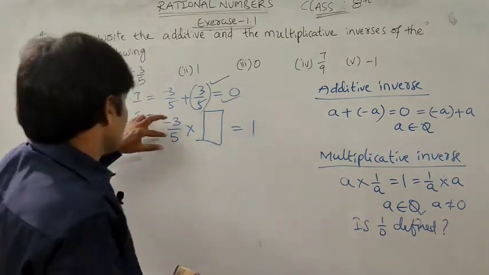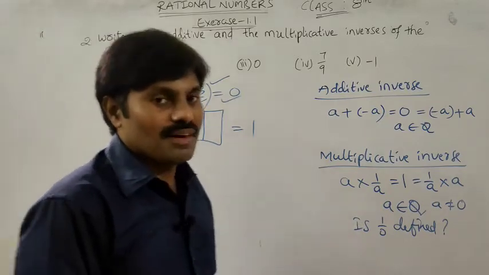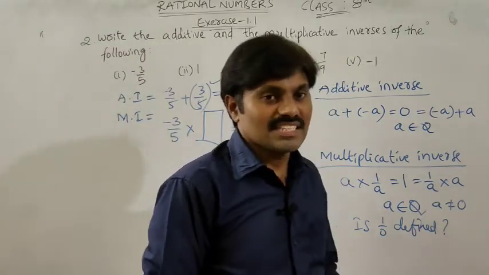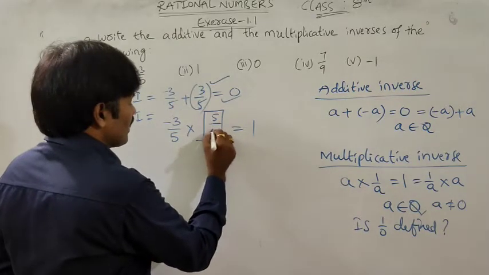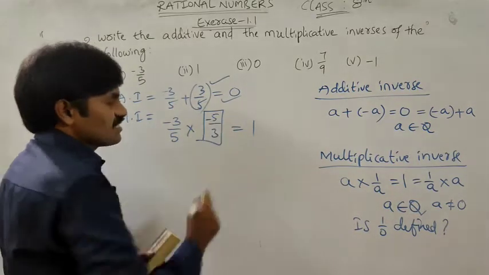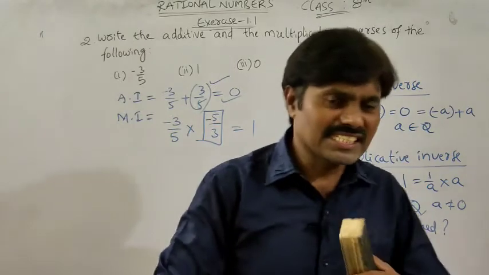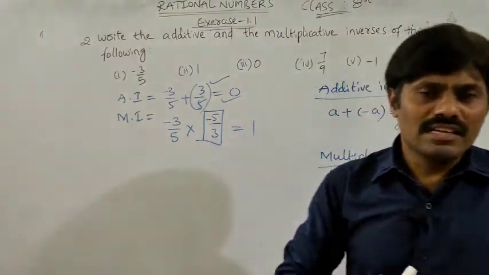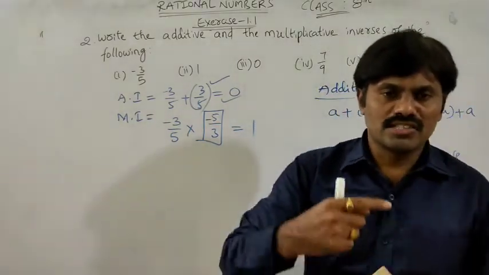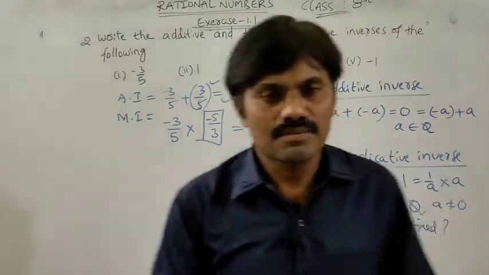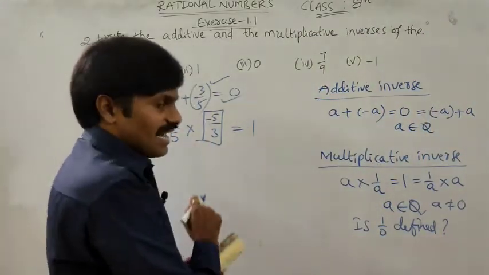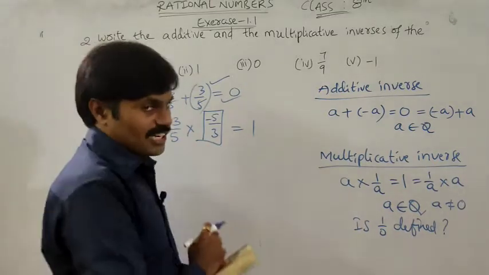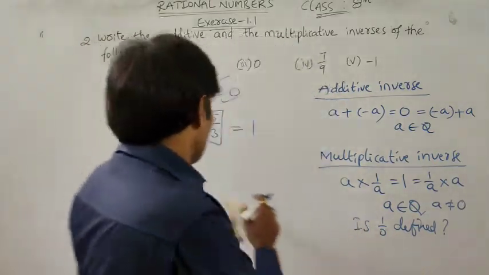That means we call it the reciprocal of that number. Just interchange the numerator and denominator and write the same sign. Numerator to denominator, denominator to numerator, and just keep the same sign. That is minus, because it is a negative rational number, so its reciprocal is also a negative rational number. Clear? So the product is 1.